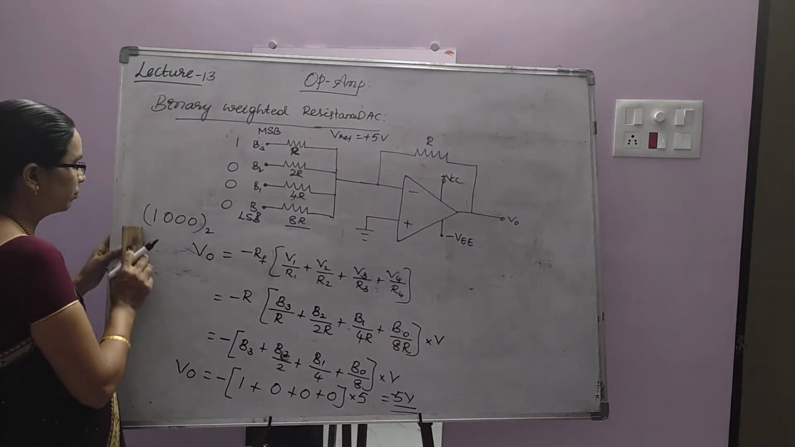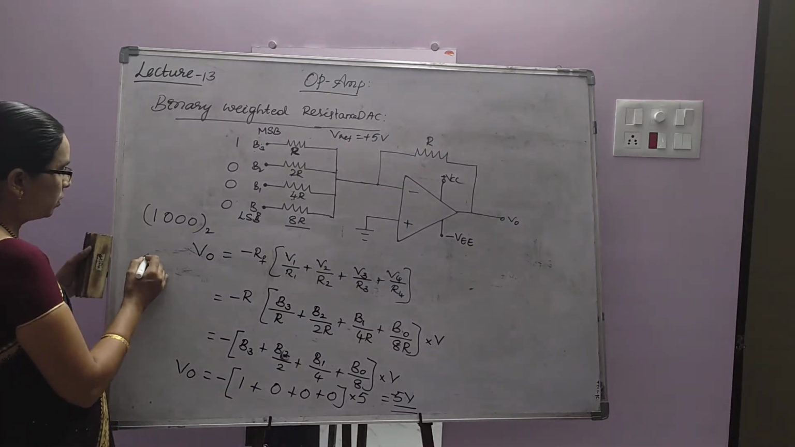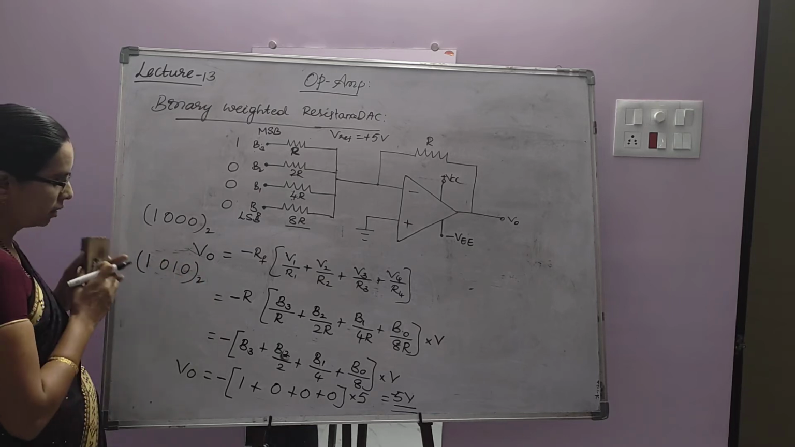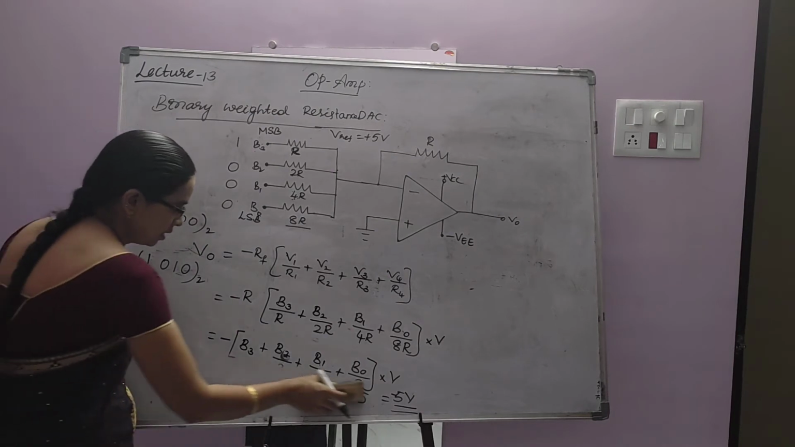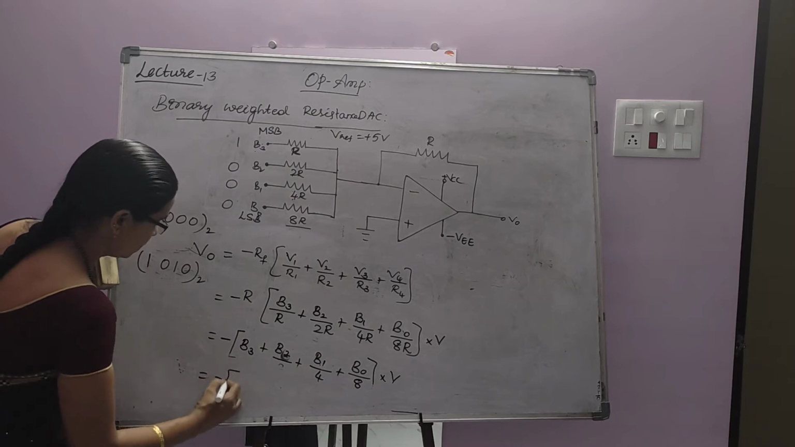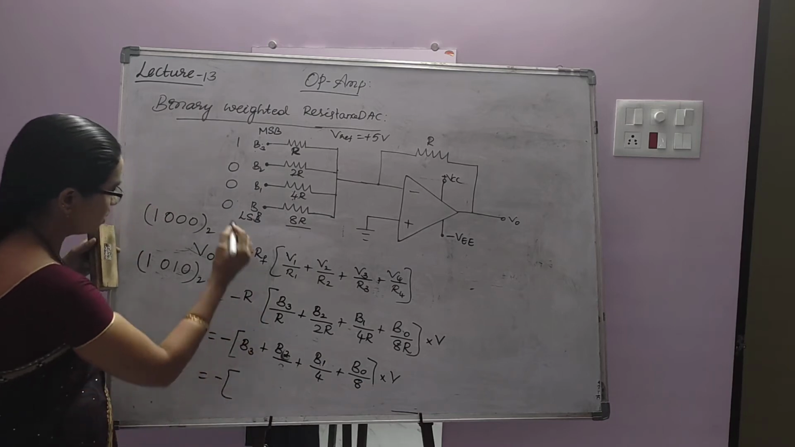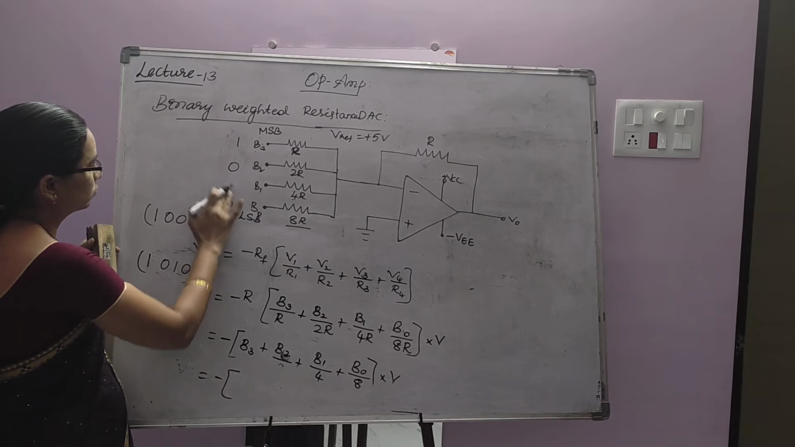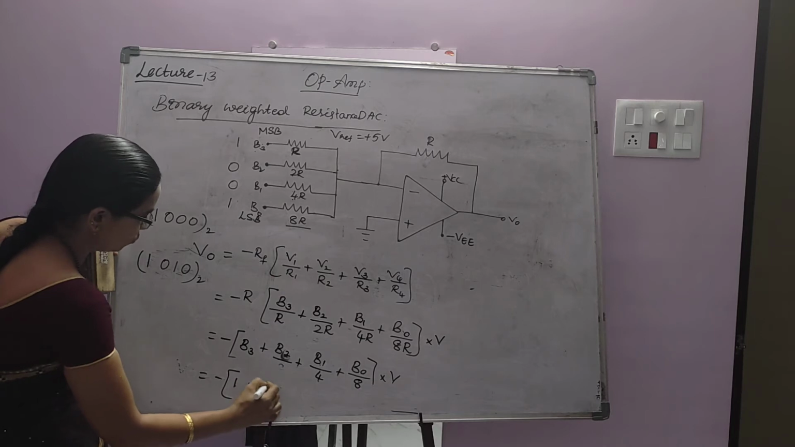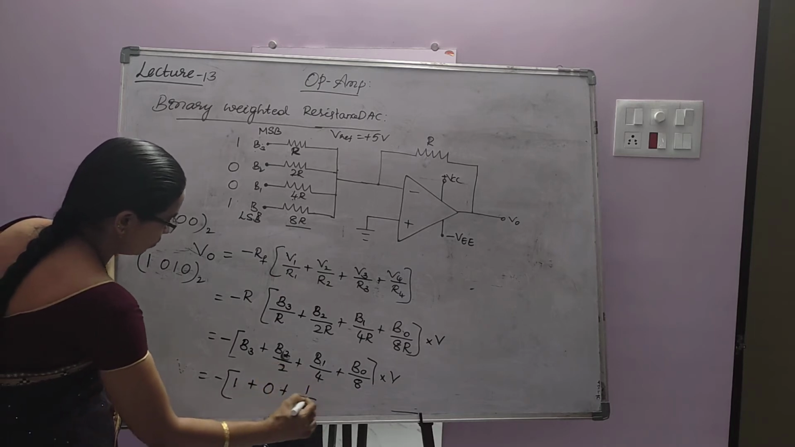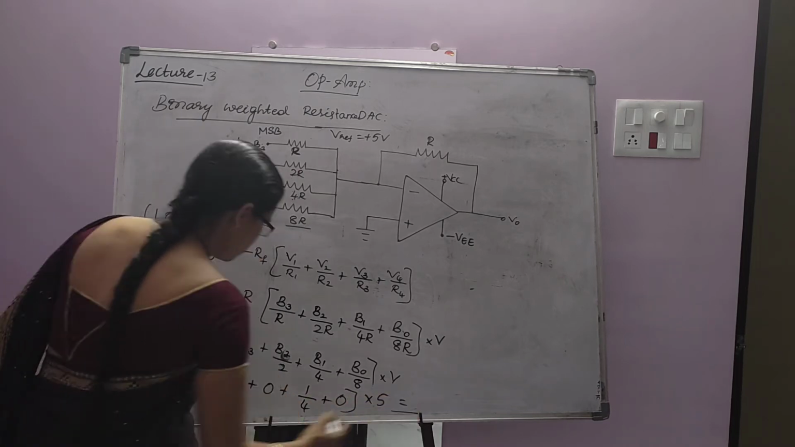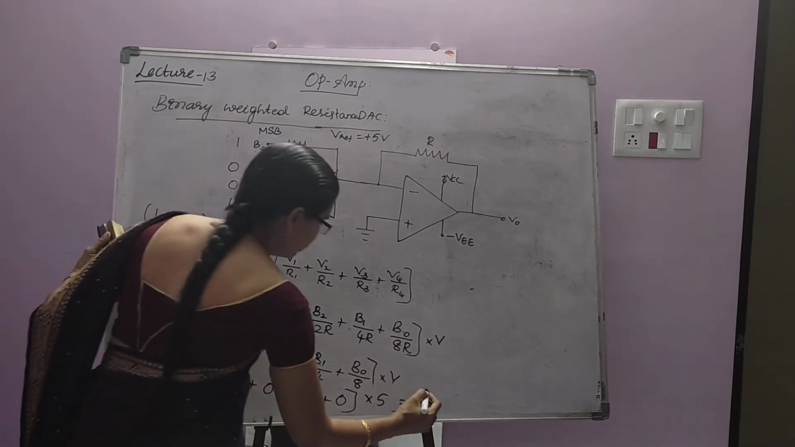In the same way, if I want to try it for 1010, then minus of V3, where B3 is 1, B2 is 0, B1 is 1 by 4... So it will be 1.25 into 5 volt.